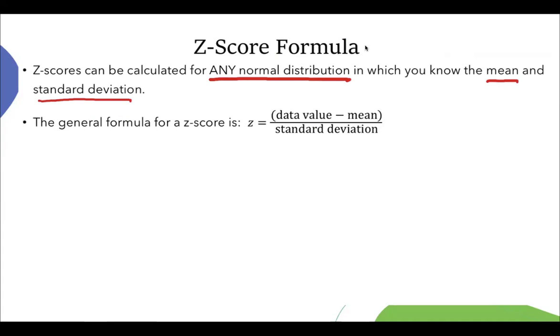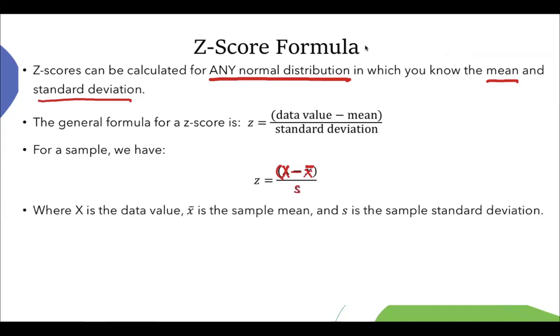So putting this into symbols for a sample and a population, let's look. In the sample, we have z equals, the data value is x, the sample mean is x bar, and the standard deviation is lowercase s. Okay, and for a population, we have the data value is x, the mean is mu, and the standard deviation is sigma. X minus mu over sigma. So in both cases, z is the letter that we use, the symbol to represent the z-score. The data value in both cases is represented by x, and the mean is represented by either x bar or mu. And in the denominator, the standard deviation is represented by s or sigma.